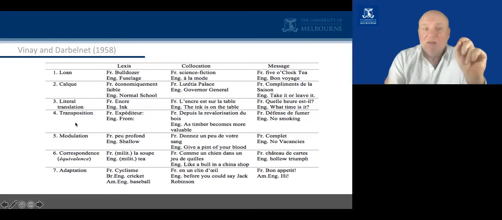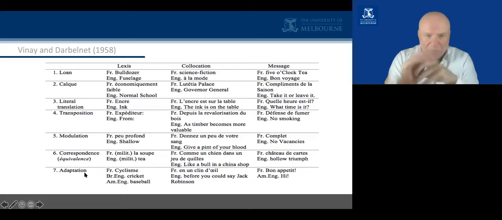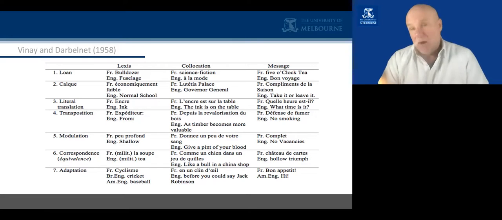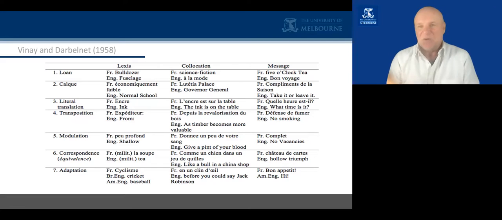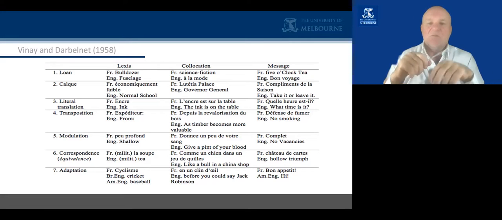Or you can go down towards the target culture using transpositions, all sorts of things that I'm not going to go into in great detail, right through to the level of adaptation at the bottom, where, for example, riding a bike in France corresponds to cricket in Britain corresponds to baseball in the United States. Why? They're all summer sports. Okay, so you get that radical level of what we would call these days cultural translation at the bottom there. So it's a wide range.